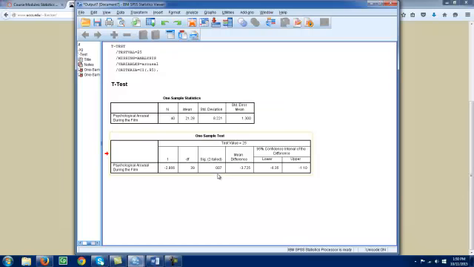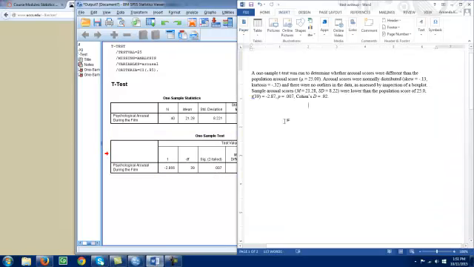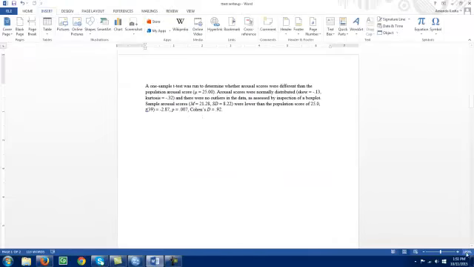Our next step is to write this up, right? We have a statistically significant result. We have a practically significant result. So the effect size tells us practical significance. So we need to write this up in APA style. So here I have an example write-up for you. Let's zoom in on that a little bit.